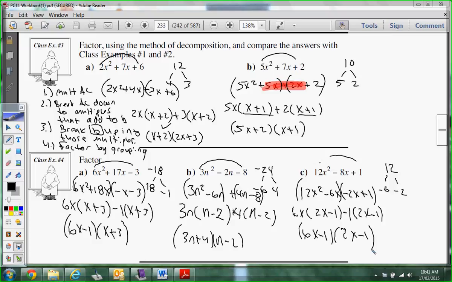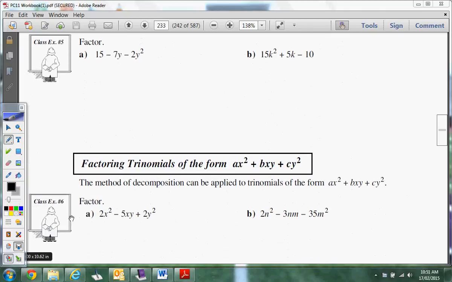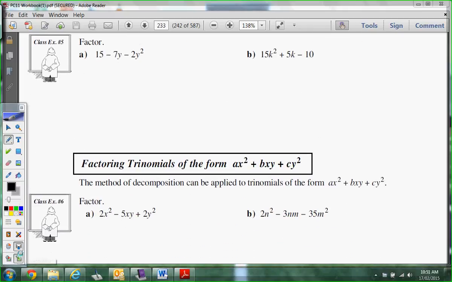All right. Okay, let's get to example 5 here. We'll just keep going on these. So 15 minus 7y minus 2y squared. Andrew, go ahead and start me on this one. Now it is written backwards, but we can still use the same process.